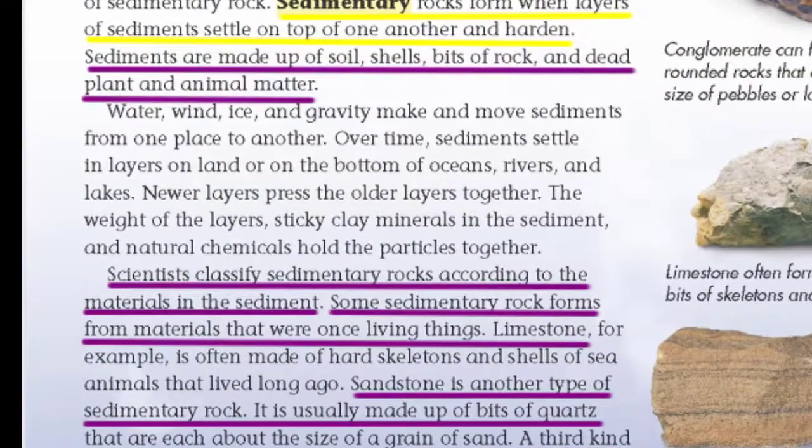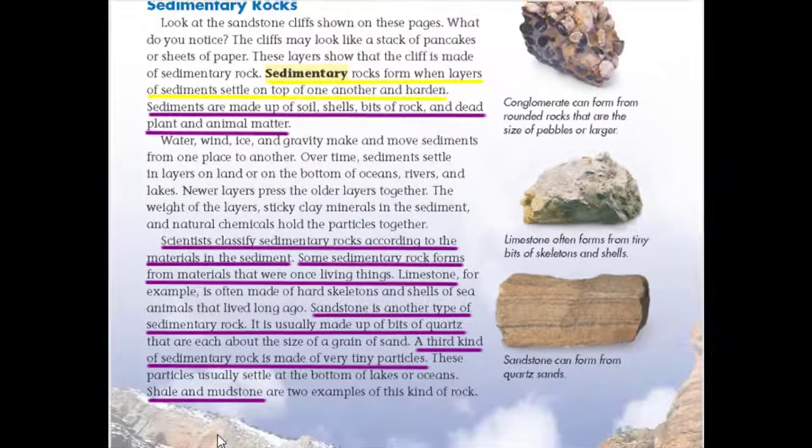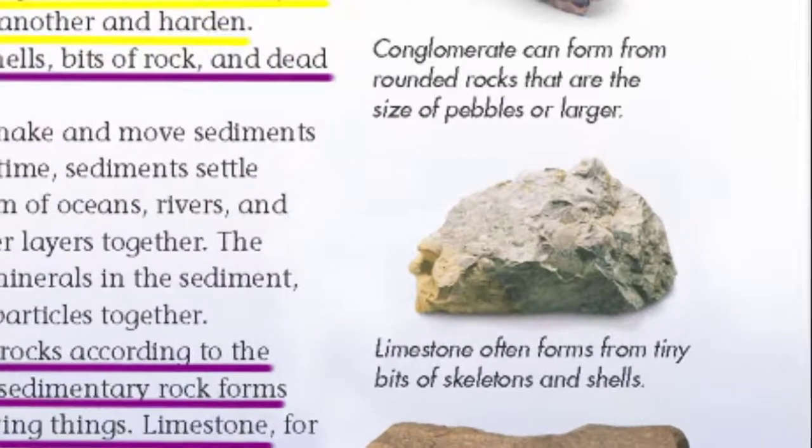Scientists classify sedimentary rocks into three main types according to the material in the sediment. Number one is formed from at least one living thing. Number two, formed from small particles like quartz. Number three, formed from tiny particles. The first kind of sedimentary rock is formed from at least one living thing.